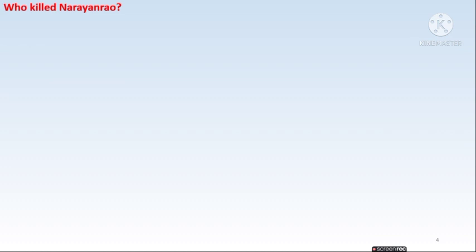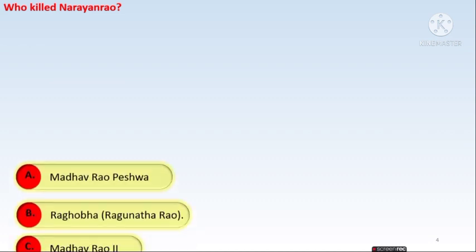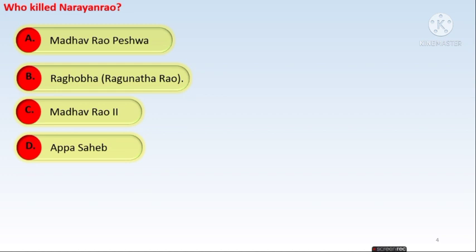The next question is, who killed Narayanrao? He is the Maratha king, right? Whether it is Madhavrao Peshwa, option B Raghoba, or Madhavrao to Appa Sahib. Guess what is the answer? Option B is the right answer. Raghoba or Raghunath Rao killed Narayanrao. Therefore, option B is the right answer.